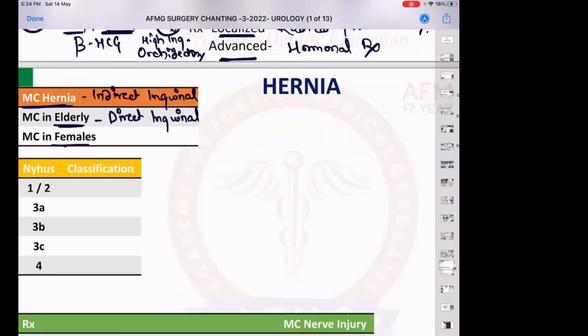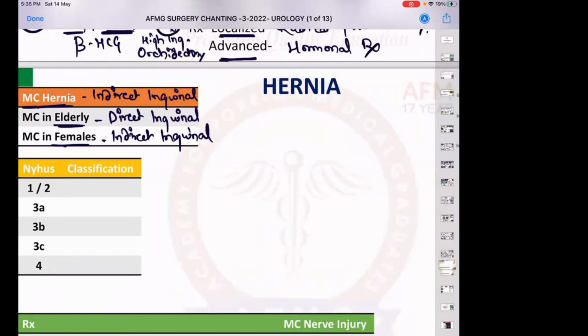Most common hernia in females. I need to listen to this answer from most of you. Very good, Jayashri. It is the indirect inguinal hernia. Most common hernia in females is the indirect inguinal hernia. Please remember, whether it is a male or a female, the most common type of hernia is the indirect inguinal hernia.